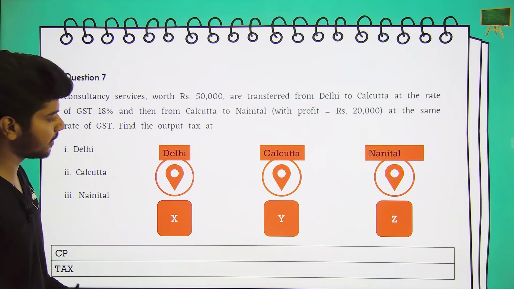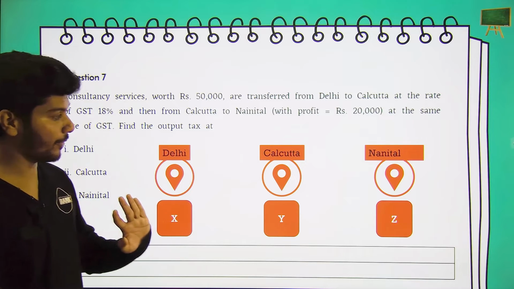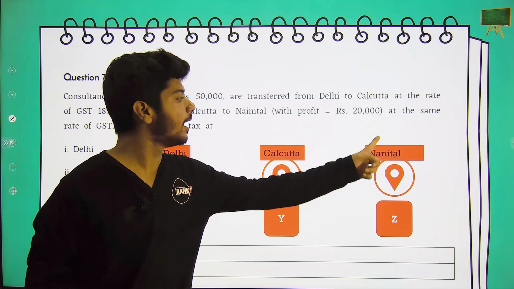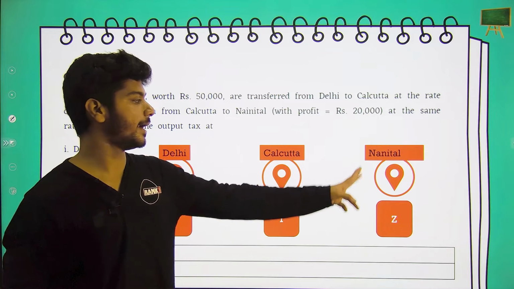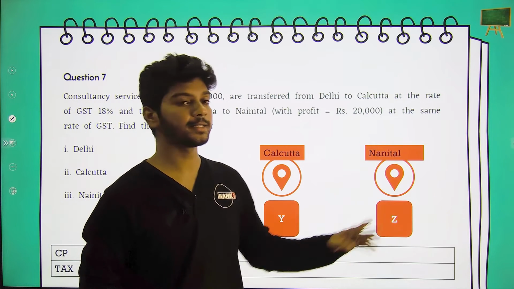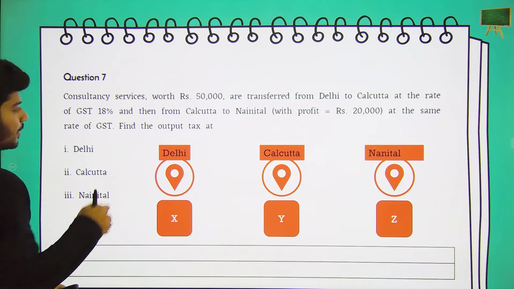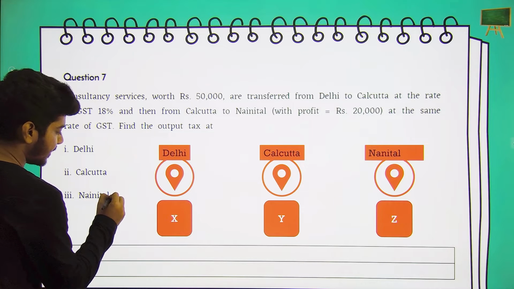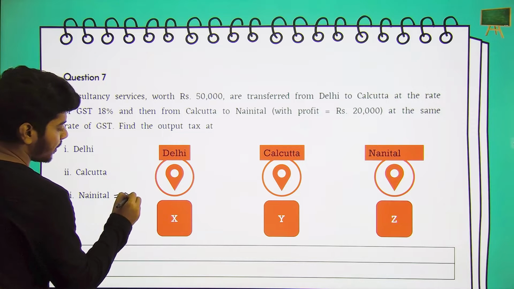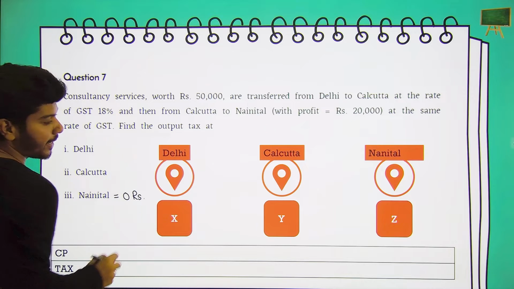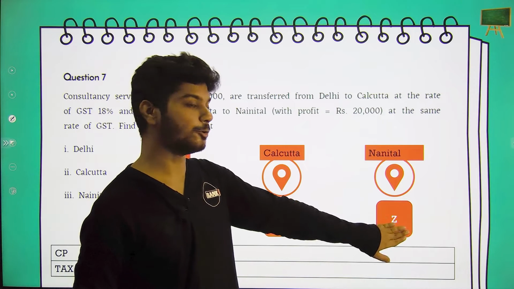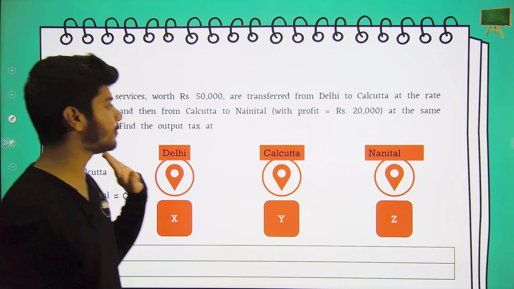Calcutta, Nainital. Look, wait. See, Nainital there is the end user. Output tax at Nainital will be 0. I hope this part is clear. Why will it be 0? Because he is the end user, because he is not selling anything further.